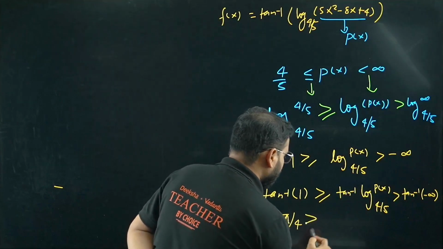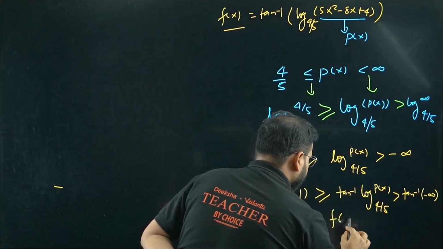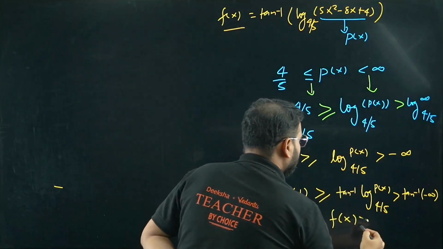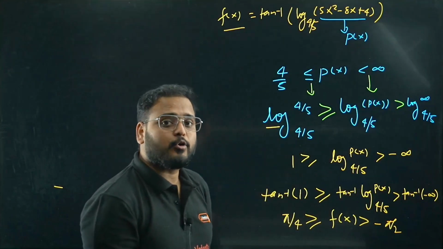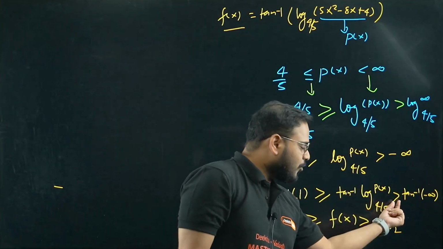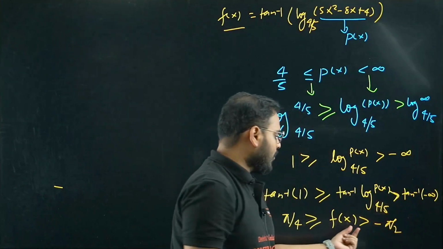What about this part? So simply f(x). Simply f(x). What about this? Minus pi by 2. Open. Why not closed? Because there's an open over here. This is an inequality, right? So open inequality. That's why.